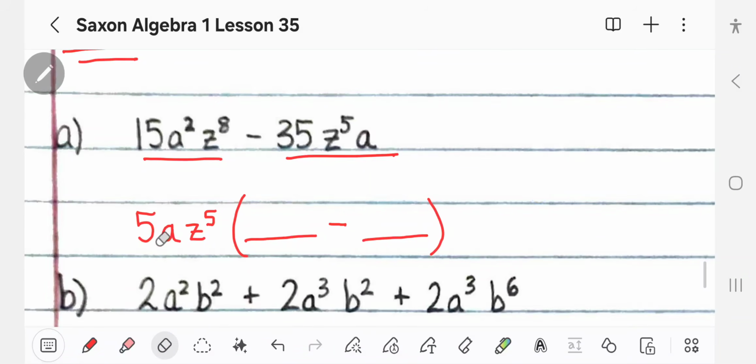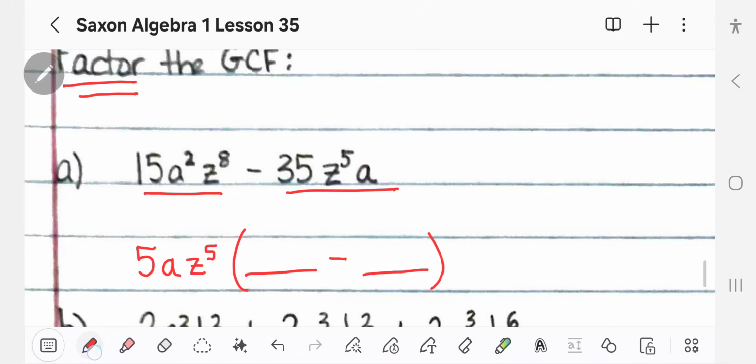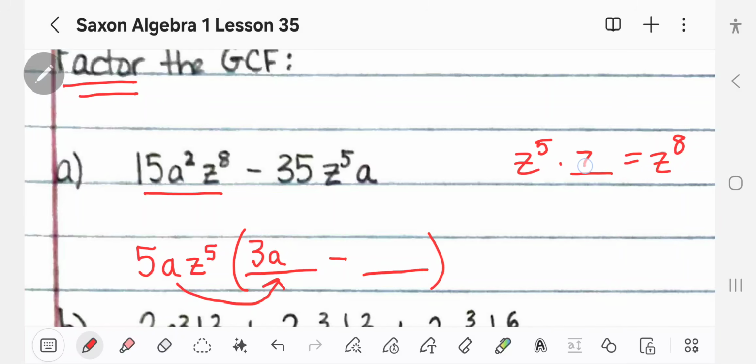All right, what am I going to need to multiply this term by here so that I end up with this first term? Well, 5 times what will give me 15? So 3. A times what will give me A squared? A. Z to the 5th times what will give me Z to the 8th? You may need to think about that. Think of it like this. This would have to be Z to the what? Well, whatever is here, when you add 5 to it, you get 8. So it's got to be a Z cubed. So this is a Z cubed.